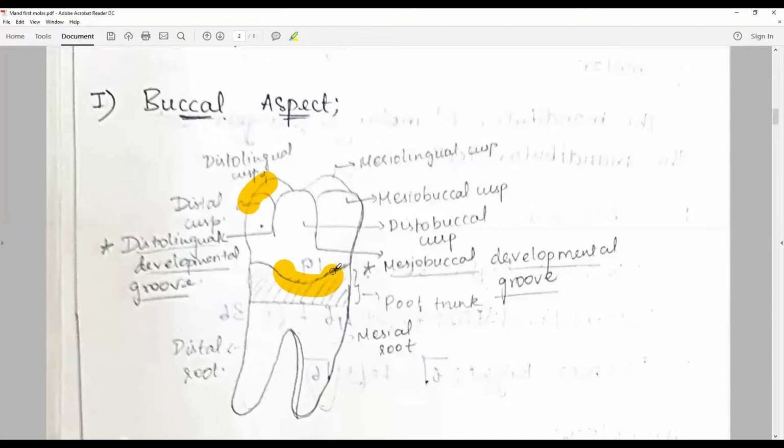The occlusal outline: the occlusal margin is wider than the outline at the cervical. It is divided into 3 portions by 2 grooves, the mesiobuccal groove and the distobuccal groove. So 3 cusps are seen. What are the cusps? The mesiobuccal cusp, distobuccal cusp, and distal cusp. The mesiobuccal and distobuccal developmental grooves end in a pit, and we have a buccogingival ridge.